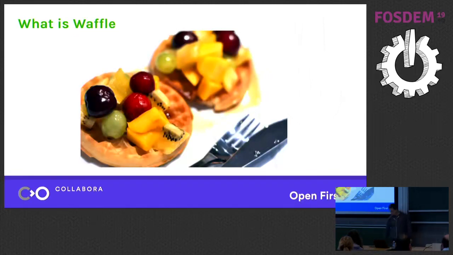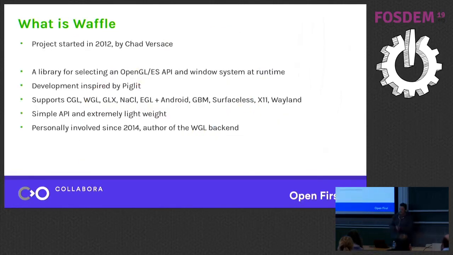So Waffle. The project was started quite a few years ago, in 2012, by Chad. As he describes it, it's a library for selecting the OpenGL or GLES API and the windowing system at runtime. Pretty sure all of you are familiar, but just as a very quick introduction, the windowing system is the API used to integrate your, let's say, Windows native calls with the rendering APIs of GL. On top of that, you have various combinations and permutations, which I will mention shortly.